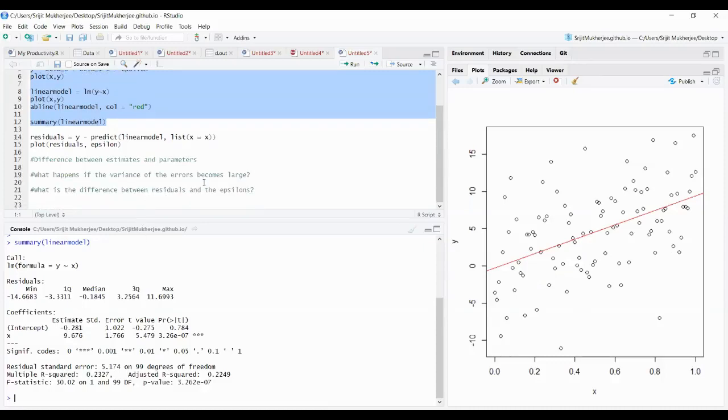The motive of this session, the last session of the series, is that we have understood how, when the variance of the errors becomes large, the estimates change. They vary much more from the actual value at the center, because the bias is 0. We have also seen the difference between residuals and epsilon. They are almost close, residuals being estimates of the errors, and the difference between the estimates and the parameters. Therefore, we end this simple linear regression small course here.